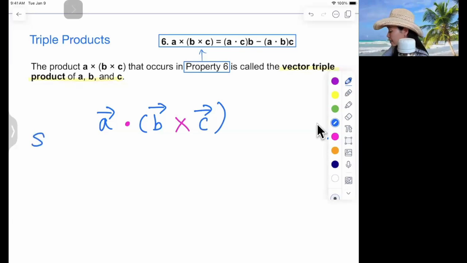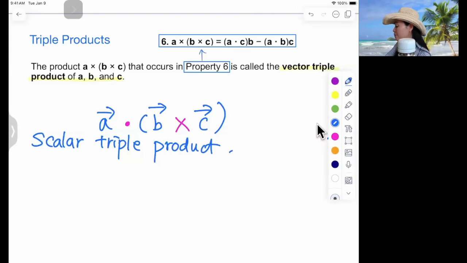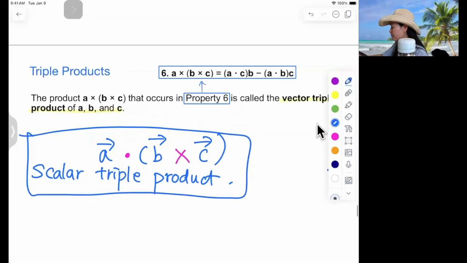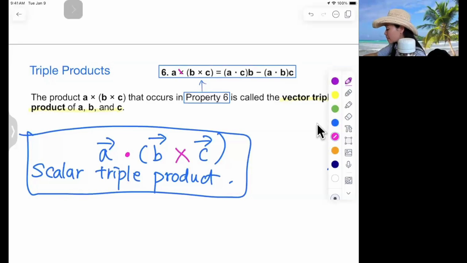Scalar triple product. Scalar triple product is this one. And the one over here is actually cross here and dot over here. You see the difference between this? They look very similar, except this one here is cross, this one is dot. This is called scalar triple product. This one here is called vector triple product.